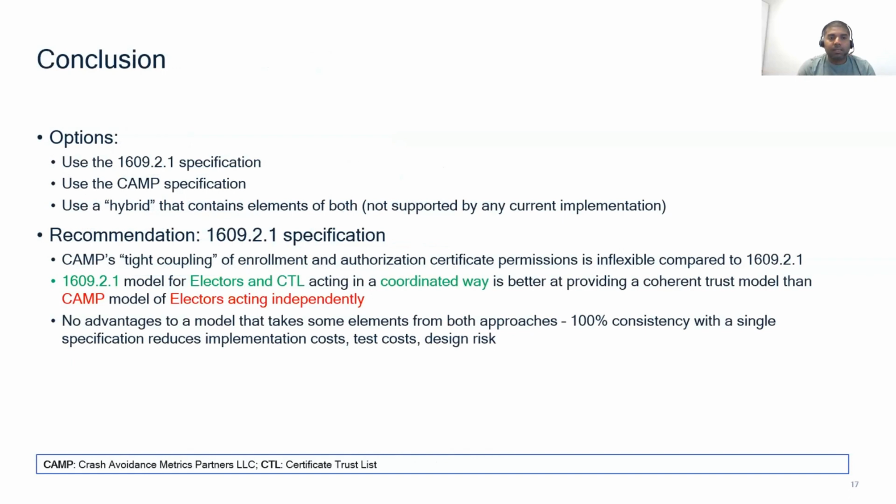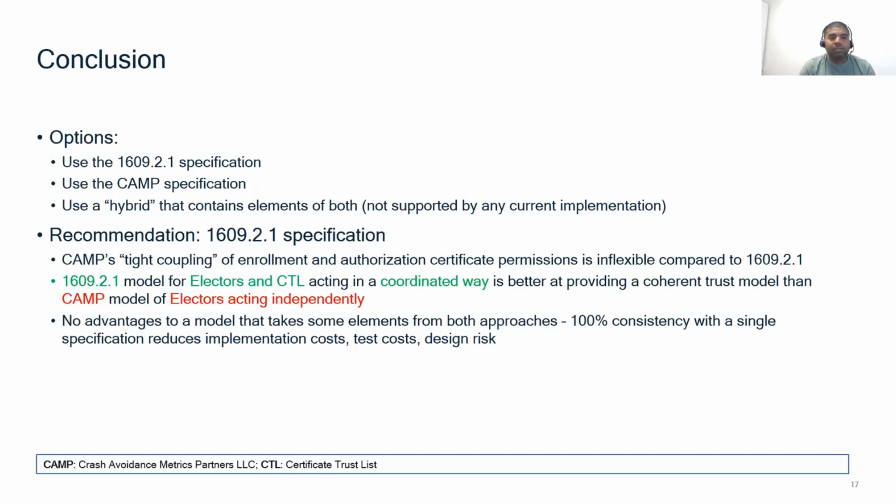So with that said, I am on my concluding slide. I presented to you the 1609.2.1 standard. We have these three options in terms of deployment. We can use the 1609.2.1 specification, or we can stay with the CAMP specification, or we could be somewhere in the middle. We could use a hybrid solution that has elements of both. And I would argue that sticking with the first option, 1609.2.1, is the best way forward.